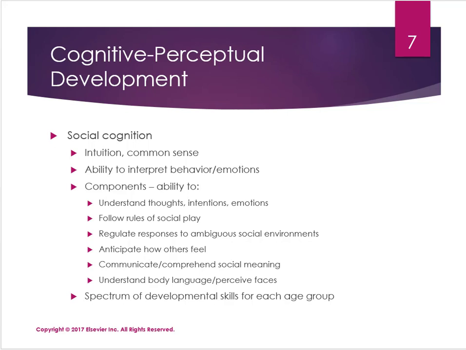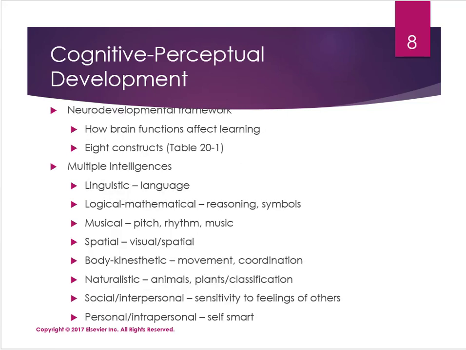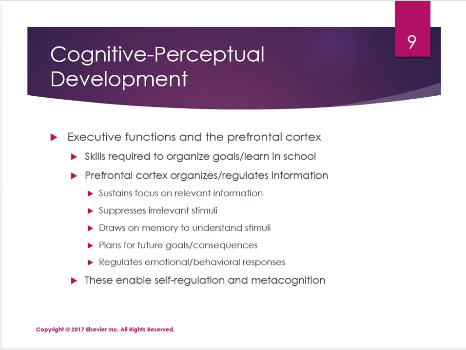We've gone over some of this previously, but I want you to be sure and look in the book for the spectrum of skills that are needed at different clusters in the child's development. I think we're having some duplicate slides in this pack, but we discussed this previously. Look at table 20-1, and then the multiple intelligences. We discussed those, and that is on table 20-2.